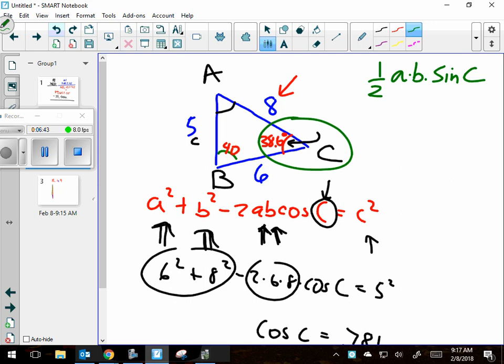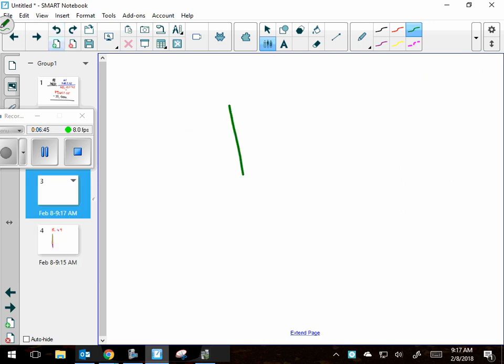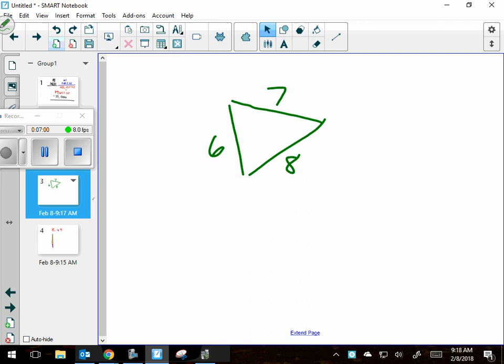Let me prove it to you this way. 6, 7, it looks more like the longest side's over here, so I'm going to go with 6, 7, 8, like that. Okay? Could you figure out this angle right here? Yeah, with what? Law of cosines. Okay, so if that's the law of cosines, I'm going to solve that for me. I get an angle, and let's say it comes out to 40. I'm not saying that's exactly right, but let's say it did.